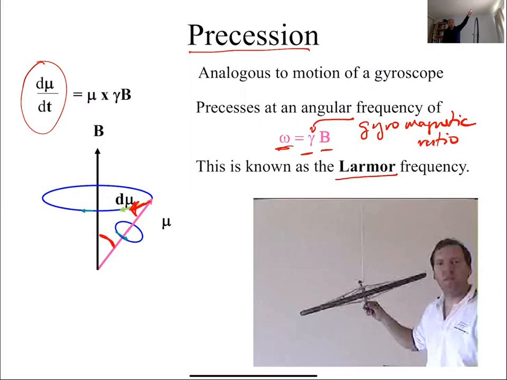You notice it precesses around the vertical axis. Depending on which way I spin the wheel, it'll precess in a different direction. Okay, so hopefully you've played with a gyroscope or something in your life, or else you've ridden a bike. And so this gyroscopic principle is a useful thing to think about as you're thinking about precession of spins.